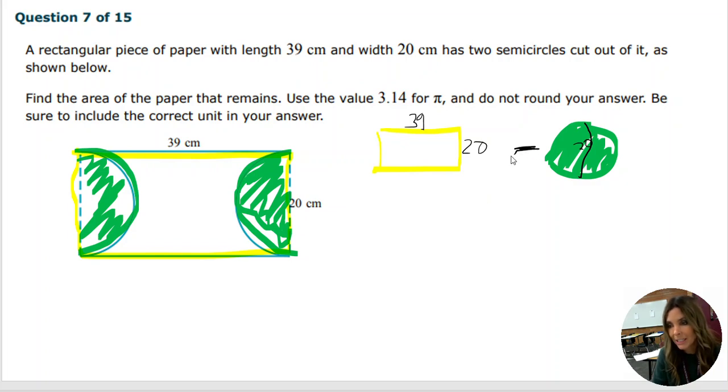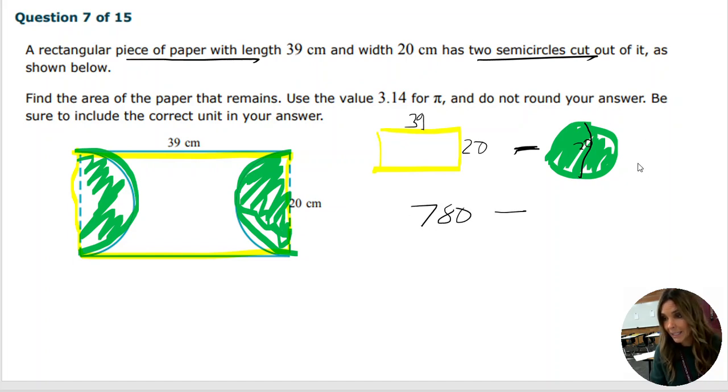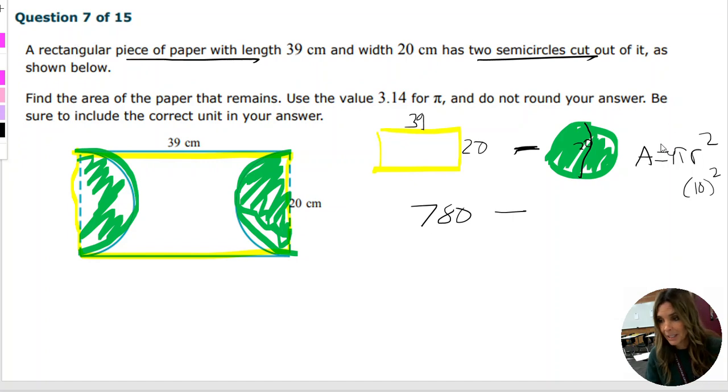We know that this time we're going to subtract these two because we want to know the paper that's going to be left, right? Out after the two semicircles are cut out of it. So the way that we do this is we do base times height for the rectangle, 39 times 20, which is 780. And then we subtract the area of the circle. So to find that, we have to do pi times radius squared. Our diameter is 20, which means our radius is 10, right? Radius is half the distance. So if the full distance is 20, then half of this is going to be 10.